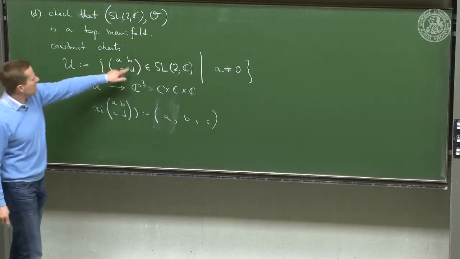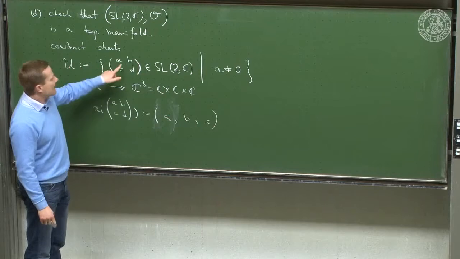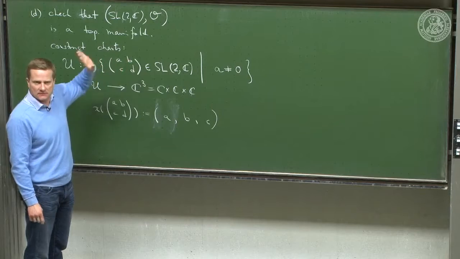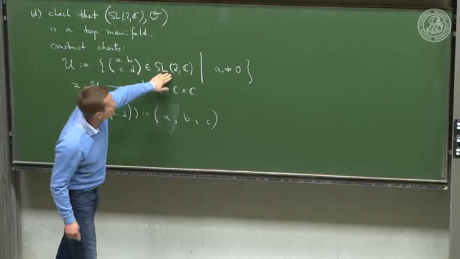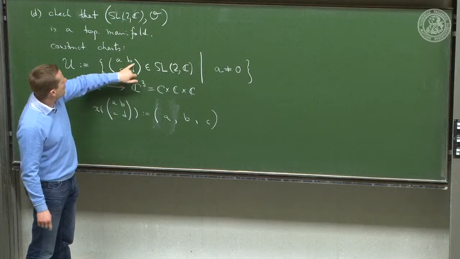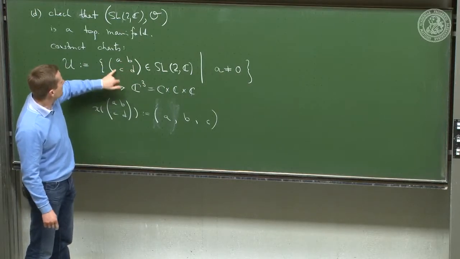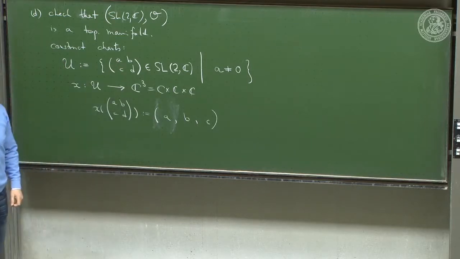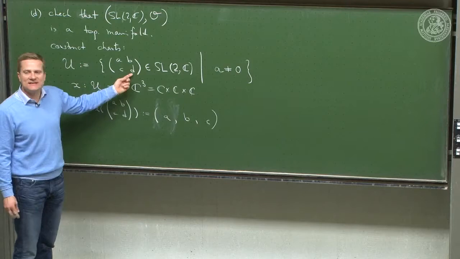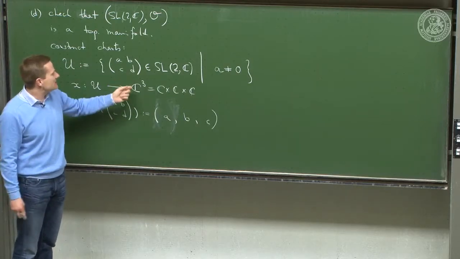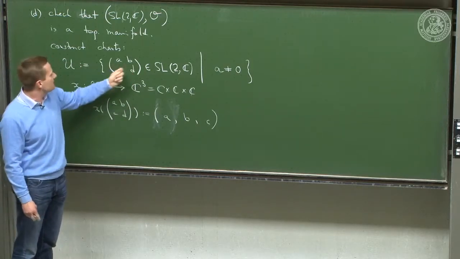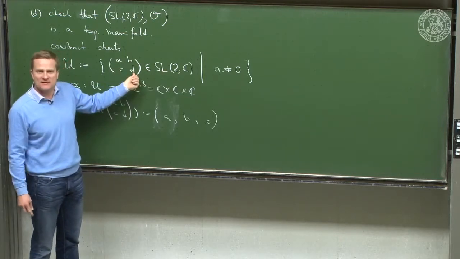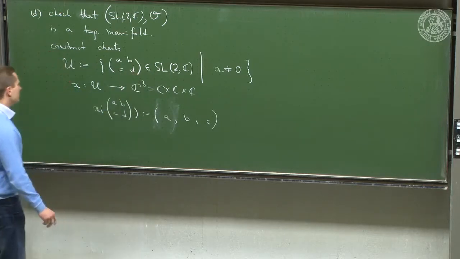So I look at such an element in SL2C, and I say the coordinates of this guy. This is a point in the topological space, but I coordinatize it by saying I only look at these three, and these are the 3 coordinates of this point. You say, what about the D? Well, the idea is I don't need the D, because if I know these 3, by virtue of this being in SL2C, I can already reconstruct the D.